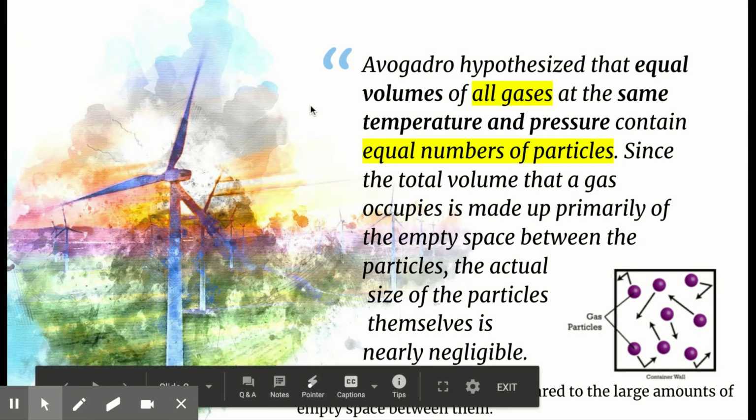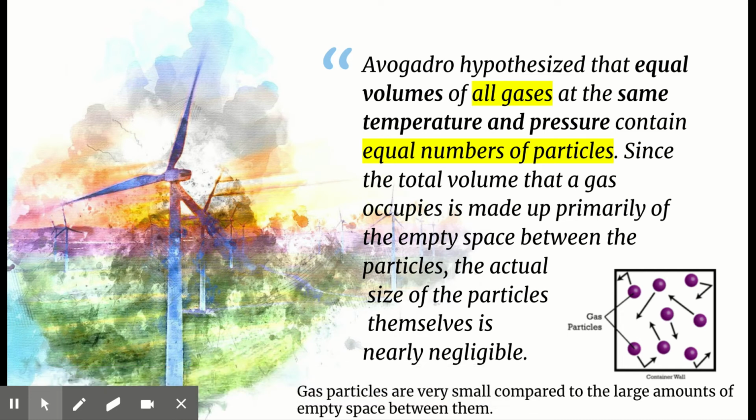One of the ways we got to Avogadro's constant, our 6.022 times 10 to the 23rd, is because Avogadro hypothesized that equal volumes of all gases at the same temperature and pressure contain equal numbers of particles. Since the total volume a gas occupies is primarily made up of the empty space between the particles, the actual size of the particles themselves is nearly negligible.